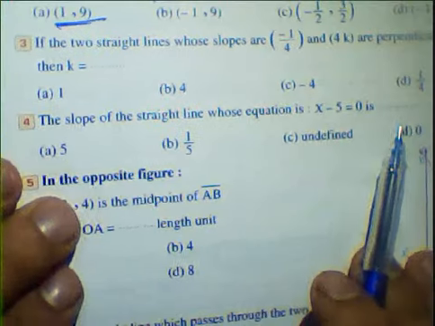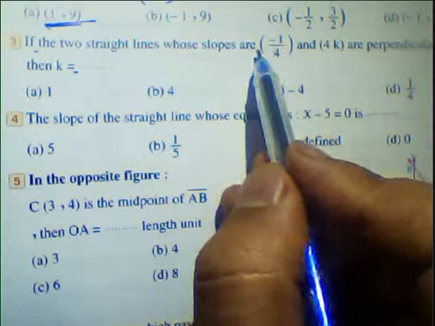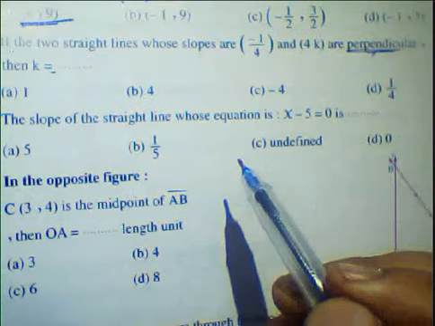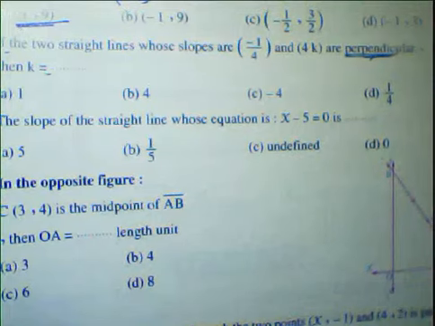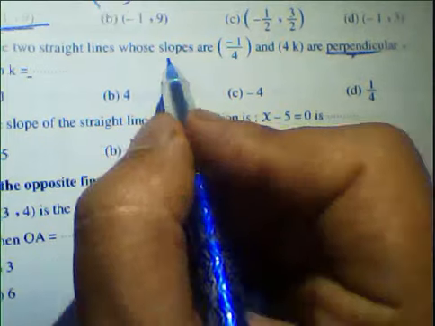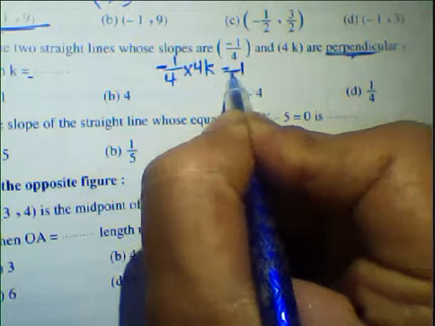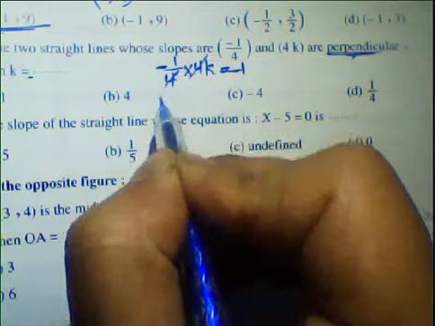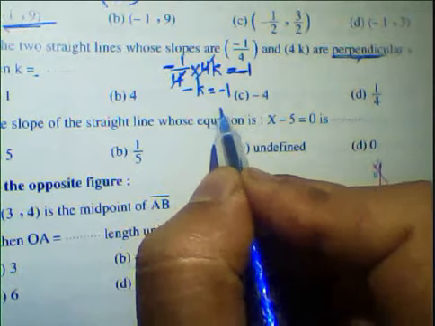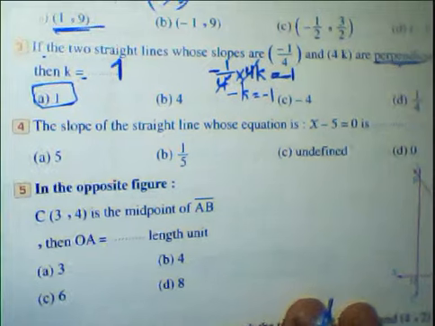Question number 3. If two straight lines whose slopes are -1/4 and 4k are perpendicular, then k equals what? He asked about perpendicular lines. We know two perpendicular lines mean slope 1 multiplied by slope 2 equals -1. So -1/4 multiplied by 4k equals -1. We can cancel 4 by 4. Then -k equals -1. We can divide by -1, then k equals 1.